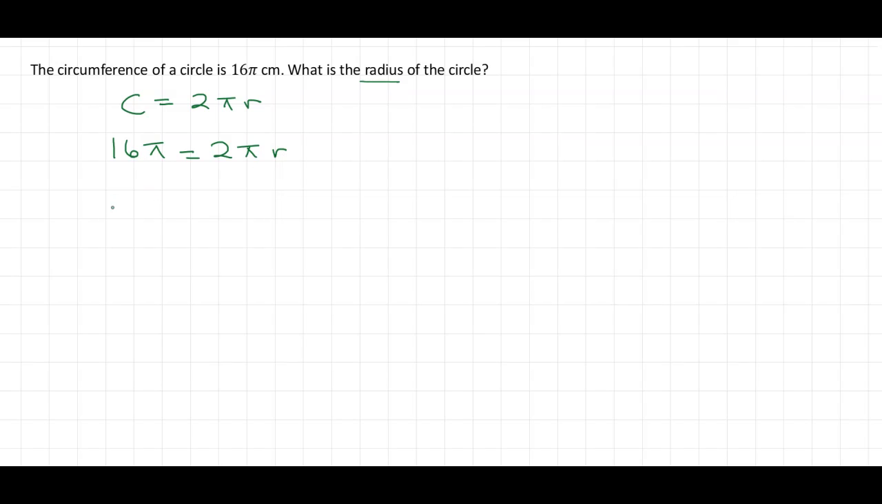So the first thing we're going to do right now is to divide both sides, because we're trying to isolate the radius. So we divide both sides by 2 pi because we need to isolate the radius. And when we do that, pi is going to cross out, and then 2 is going to cross out. We can also cross pi out. And so therefore, 16 divided by 2 is going to give us the radius. So 16 divided by 2 is 8. So our radius is going to be 8 centimeters.